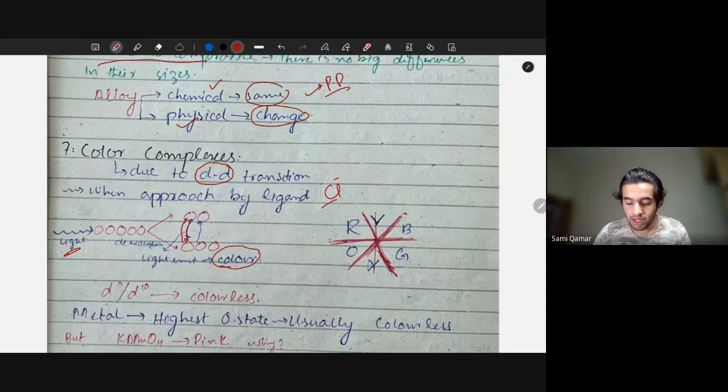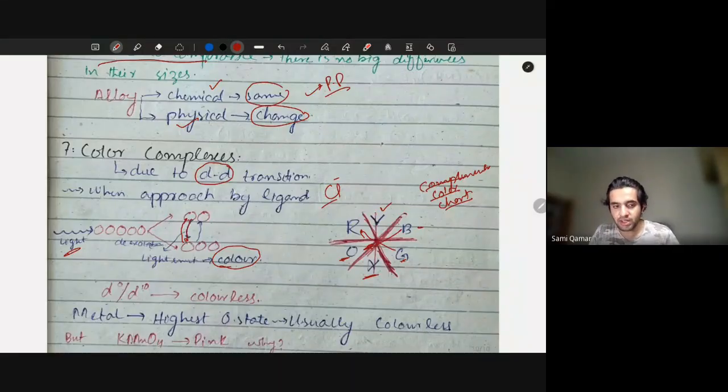This is very important. What will happen when violet light falls? This is like a complementary color chart that you can remember from. When violet light falls, we will get yellow color. When blue light, we will get orange color. When green light, we will get red color. And if red light is there, we will get green color. This way you can find the colors.